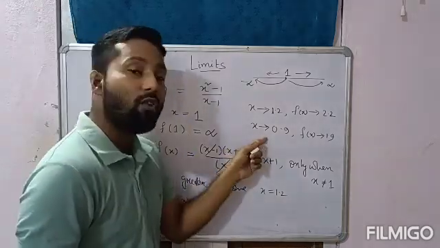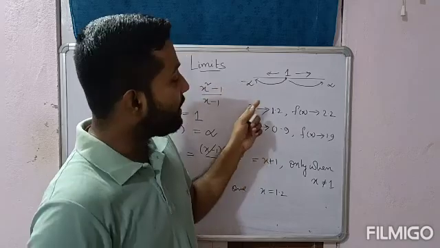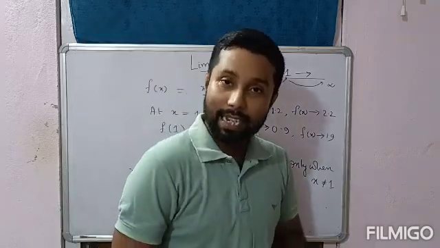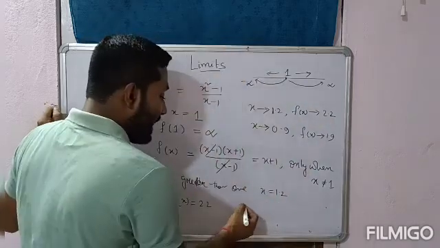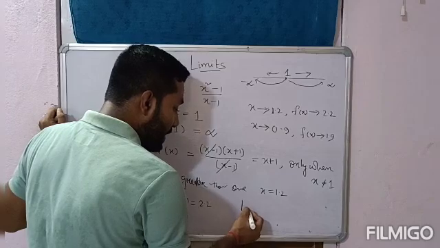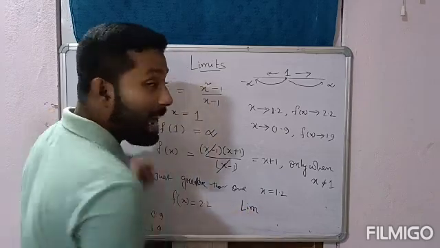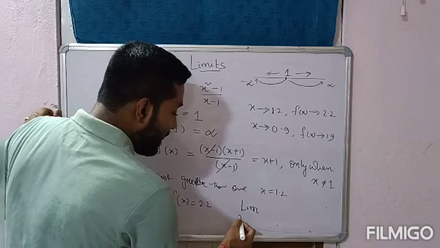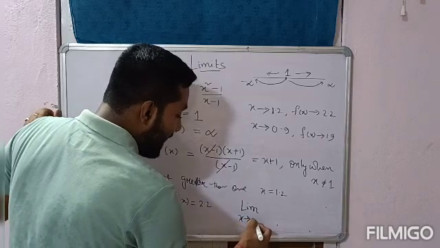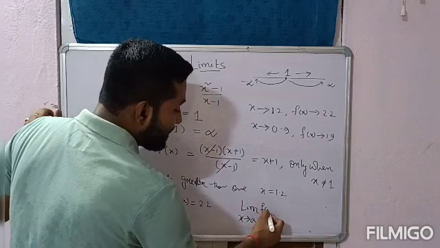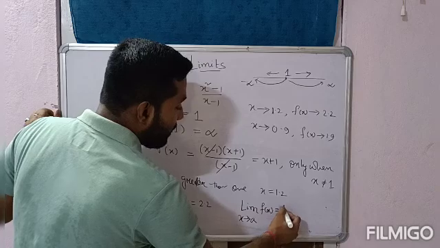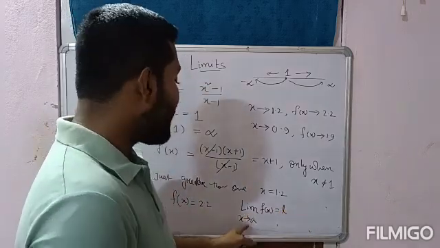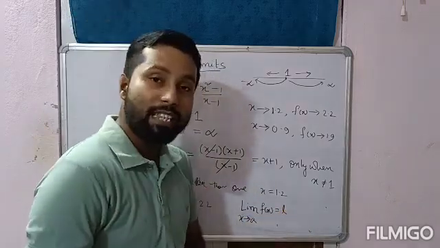Similarly, if we take the value of x slightly less than 1, then the value of f of x will be slightly less than 2. So this one can be represented in terms of limit like this. Limit, LIM, is the short form of limit. LIM x approaches a, f of x is equal to L.